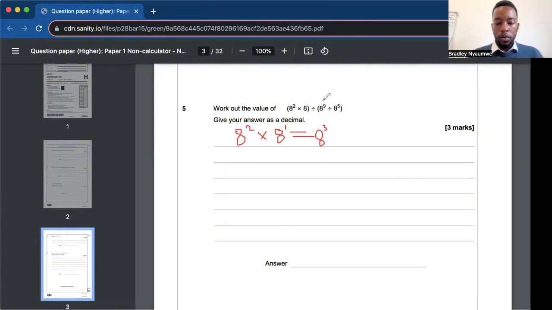Now we'll do this other bracket. We'll divide. So again, 8 to the power of 9 divided by 8 to the power of 5. Cool. So when we times, we added the indices. So when we're dividing, what would we do? We take away the indices. 9 take away 5 is 4. So 8 to the power of 4.